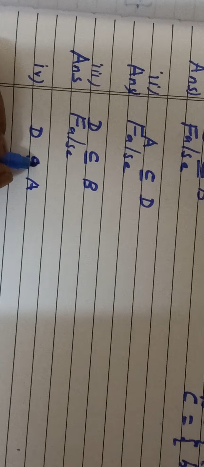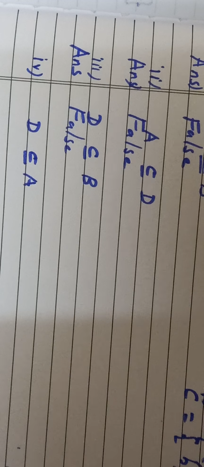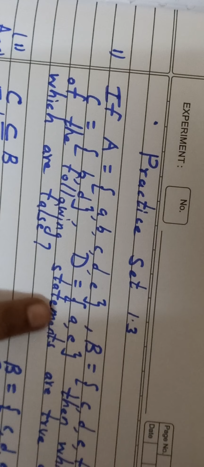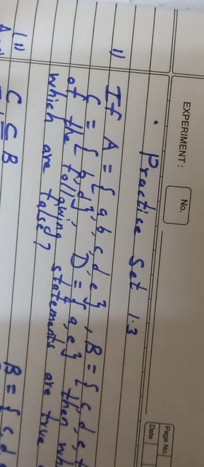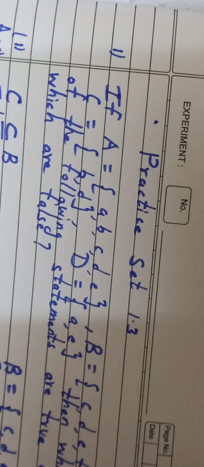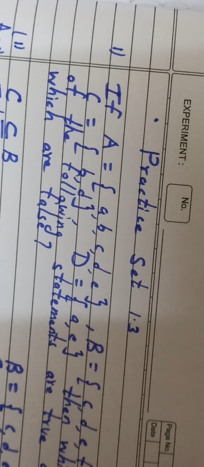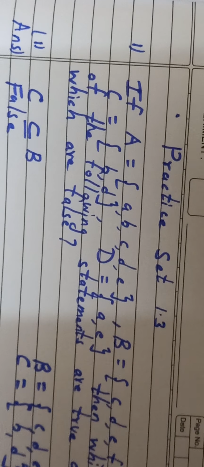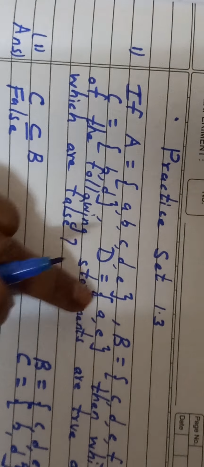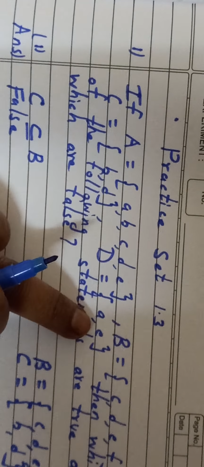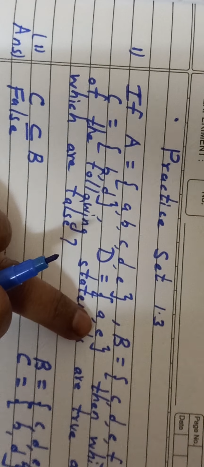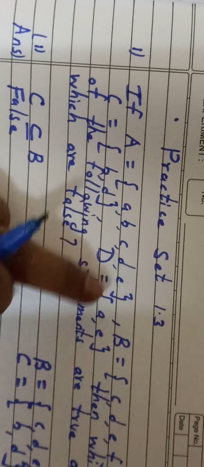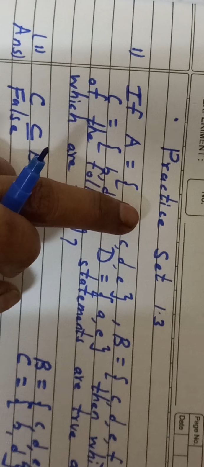D is a subset of A means what? Every element of D should be in A. So this is easy. D is having A and E. Is A having A and E? Yes. And a few more are there. When we are checking whether D is a subset of A, yes, A and E both are there. So this set, if you see, is a proper subset of A because A contains more elements.